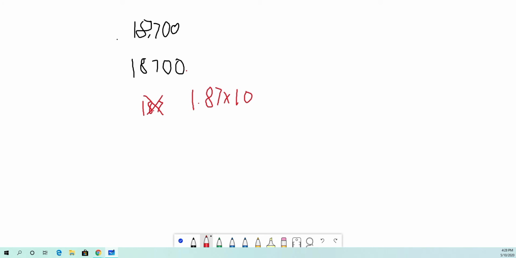And now this is where I have to connect my decimals. So I put my decimal point where the decimal is, I put the decimal point at the end, and then I connect. So I went 1, 2, 3, 4. I went 4 spaces to the left. So my exponent is going to be positive 4.